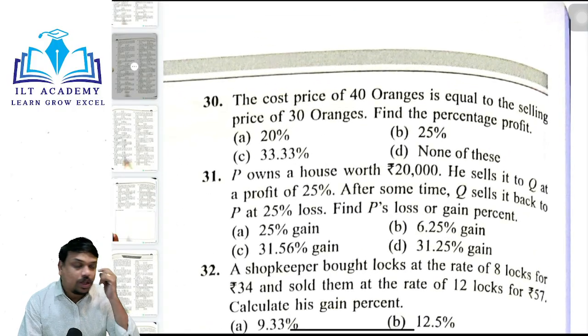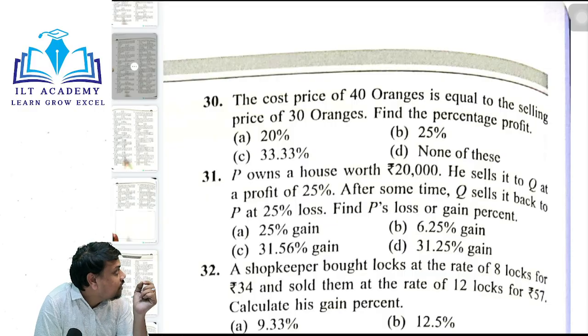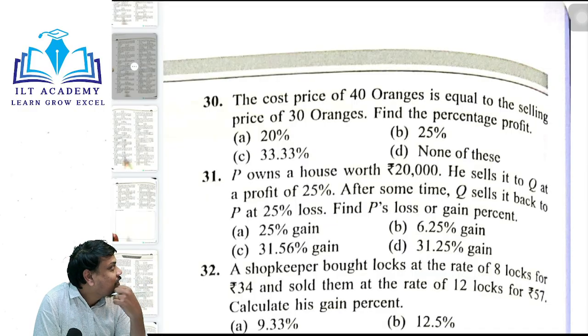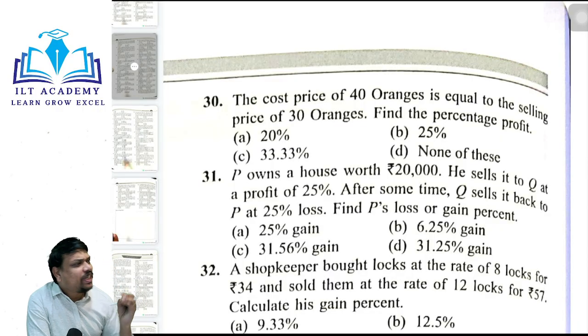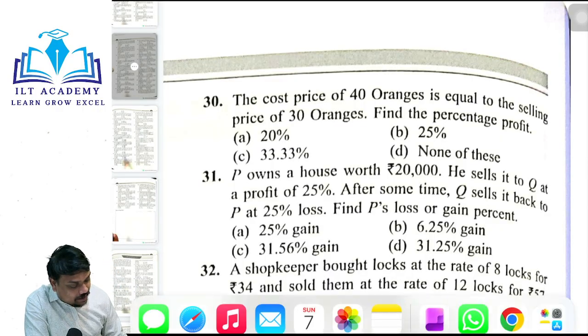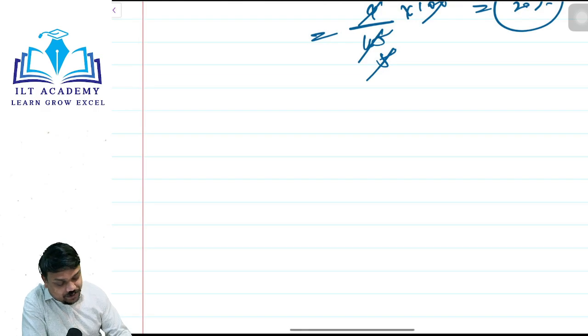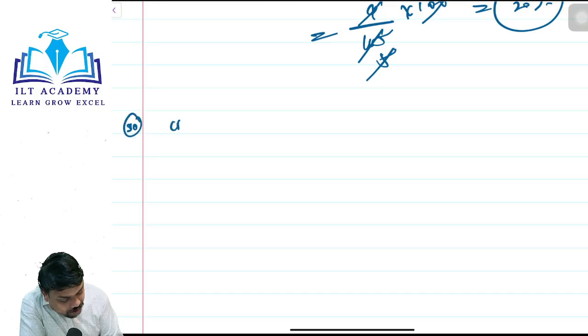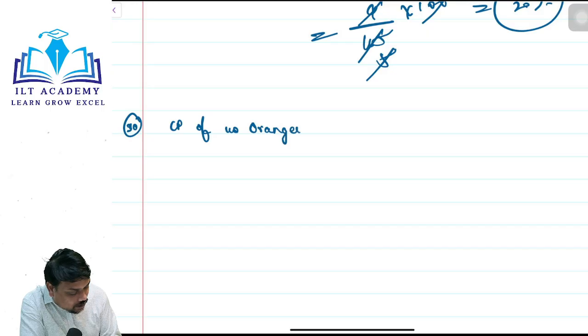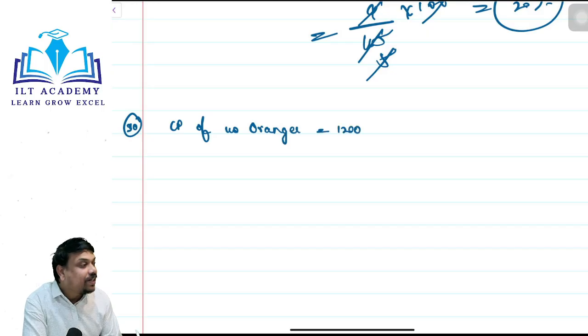See now, the cost price of 40 oranges is equal to the selling price of 30 oranges. Find the percentage profit. So take some random number. Here I am taking 1200 as the cost price of 40 oranges. Sir, why did you take 1200?